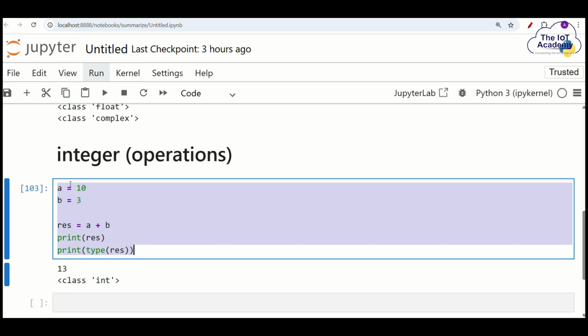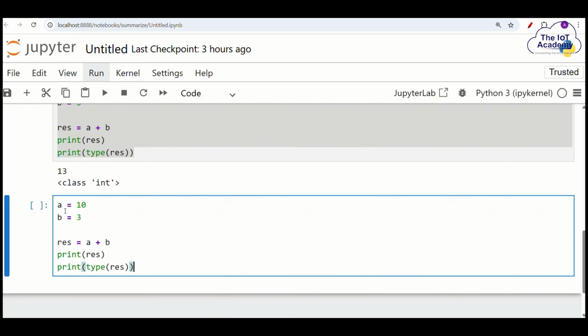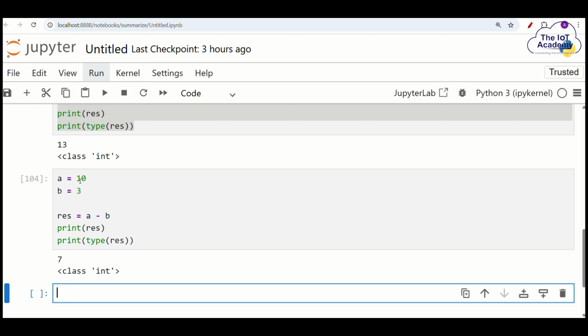What other operations can you do? Some of you must have guessed by now: you can also do subtraction. What you have to do is remove the plus and put a minus over there. So the result is going to be 10 minus 3, which is 7, and the type is going to be integer. Let's verify, and there you go. 10 minus 3 is 7, so the result is 7.